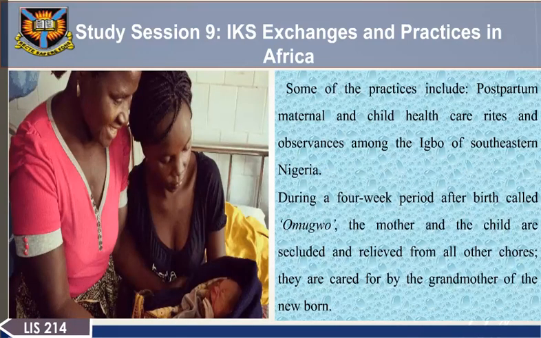Some of the practices include postpartum maternal and child healthcare rites and observances among the Igbo of southeastern Nigeria. During the 4-week period after birth, called Omugwo, the mother and the child are secluded and relieved from all other chores. They are cared for by the grandmother of the newborn.